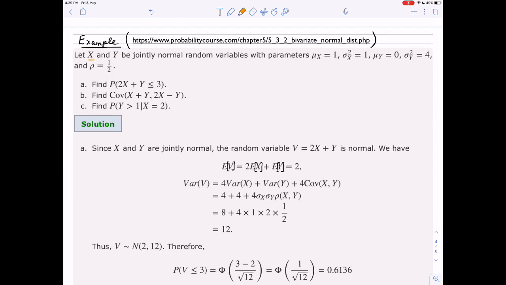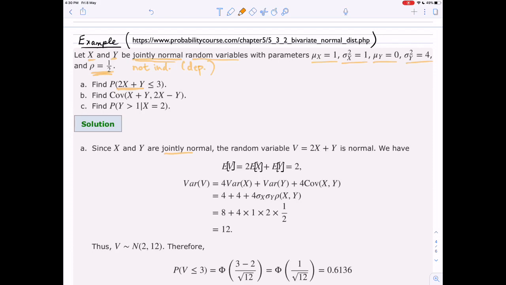Let X and Y be jointly normal random variables with parameters mu sub x, sigma squared sub x, mu sub y, sigma squared sub y, and rho. Rho is non-zero, so they are not independent. In fact, a simpler way of saying that is they are dependent. They are jointly normal, dependent random variables. So let us find the probability that 2X plus Y is less than 3.